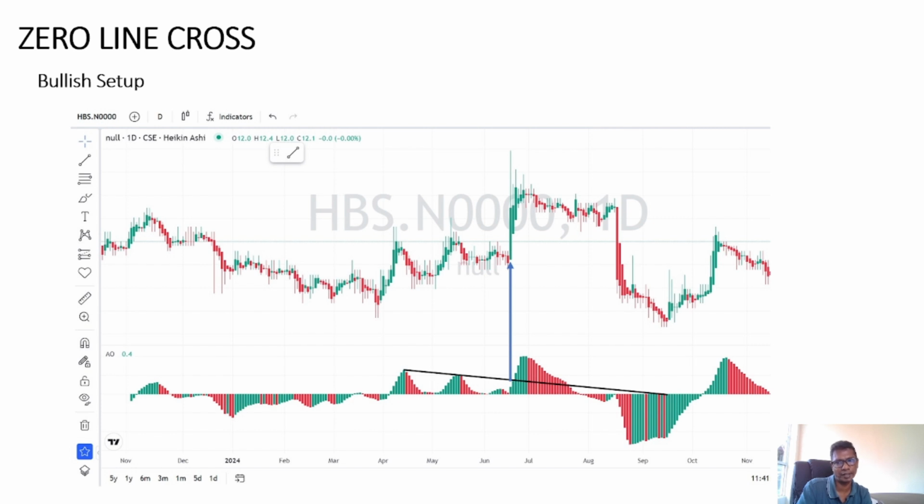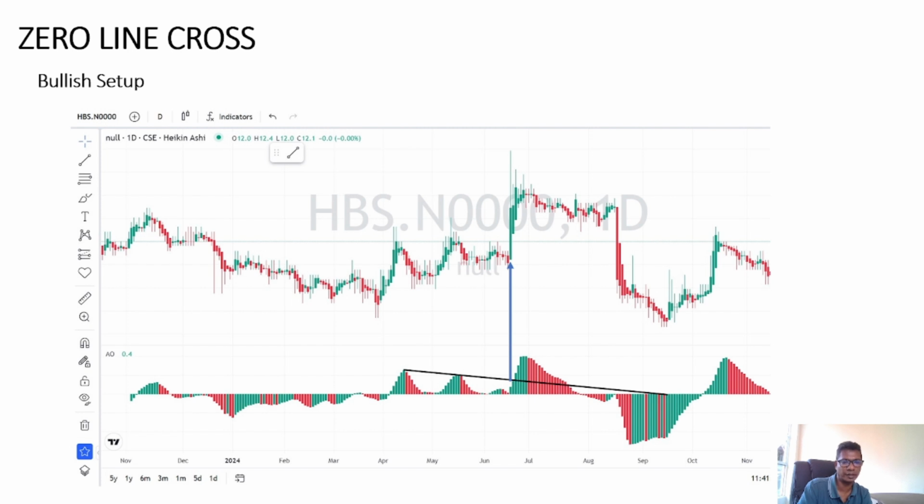Now I am taking an actual chart in the market. You can see there are two peaks. The second is shorter than the first one, and before it crossed the trend line, I join these two peaks. That means a sloping line.